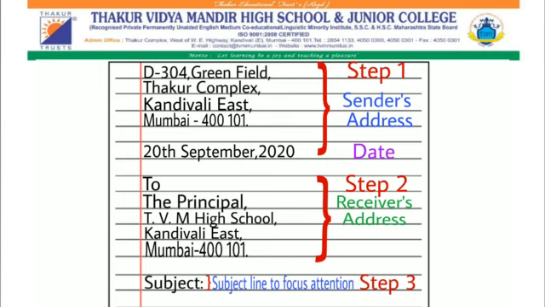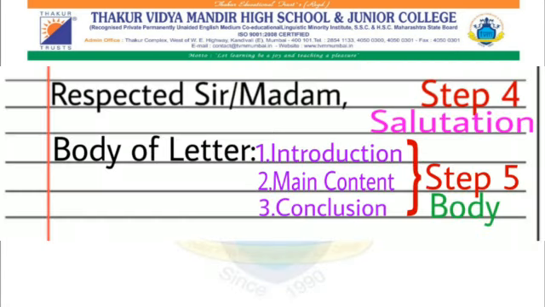After writing the subject, leave a line and go to the next step, that is salutation. You have to address the receiver very politely as respected sir or respected madam. You can also write dear madam or dear sir. After writing respected madam or sir, place a comma.